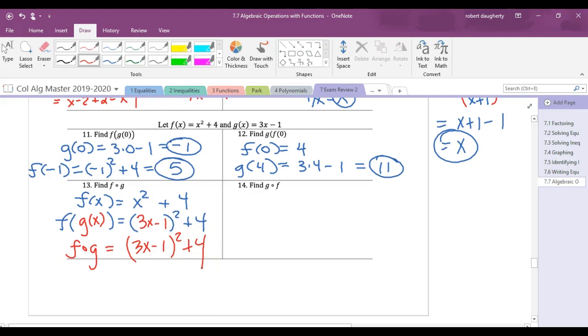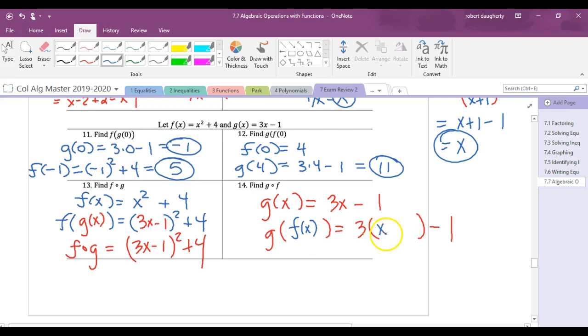G composition f. So g of x is equal to 3x minus 1 with blank parentheses. That looks like this. And then what gets substituted in is f of x. F of x is x squared plus 4. So g composition f is 3 times (x squared plus 4) minus 1.